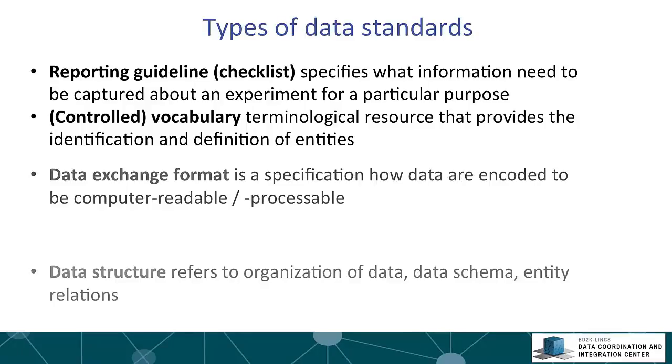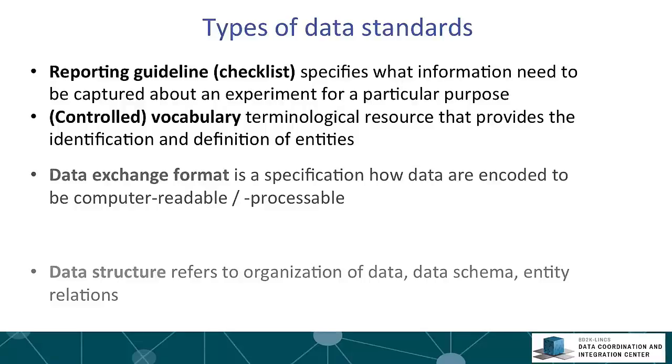So the reporting guidelines or minimum information checklists specify what kind of information needs to be captured about an experiment or a study for a particular purpose. For example, if you have a survey about people, then you may want to capture their age, gender, or other information. Controlled vocabularies are terminological resources that provide the identification and definition of entities. So we have a unique term to refer to something. For example, for gender, we would use male or female.